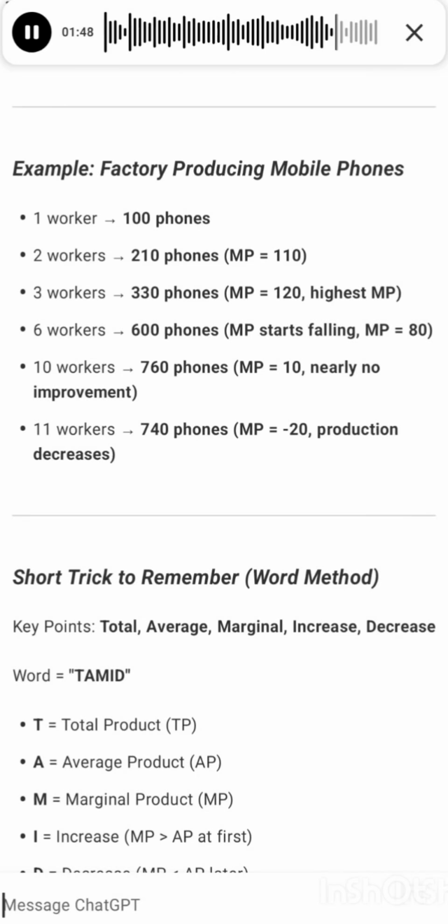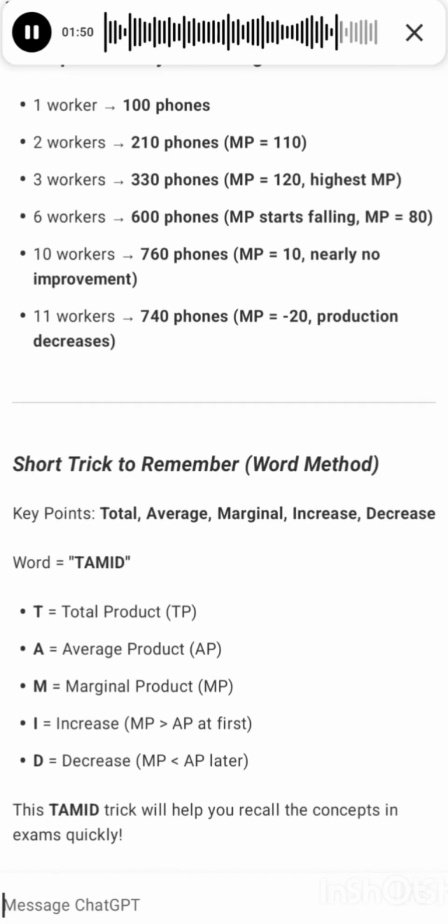A short trick to remember, word method. Key points: total, average, marginal, increase, decrease. Word TAMID. T equals total product, TP. A equals average product, AP. M equals marginal product, MP. I equals increase, MP, AP at first. D equals decrease, MP, AP later. This TAMID trick will help you recall the concepts in exams quickly.